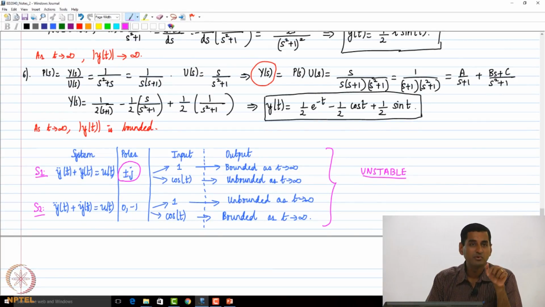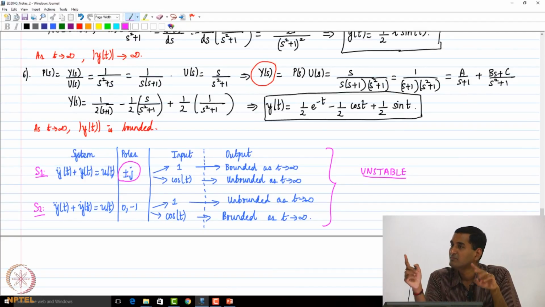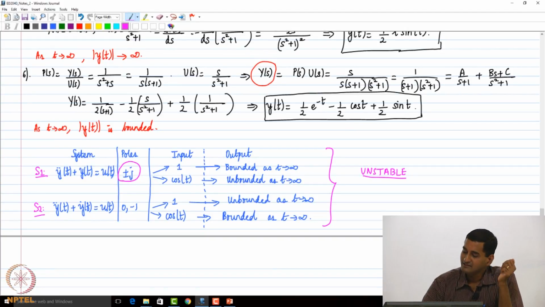See, for this system, the poles were at plus or minus j, right? What is the magnitude of the pole? 1. So you saw that when the input is a sinusoidal signal, either cos omega t or sin omega t, with omega being exactly equal to the magnitude of this purely imaginary pole for system S1, then we are going to have an unbounded output.